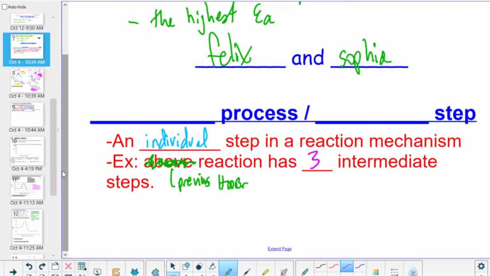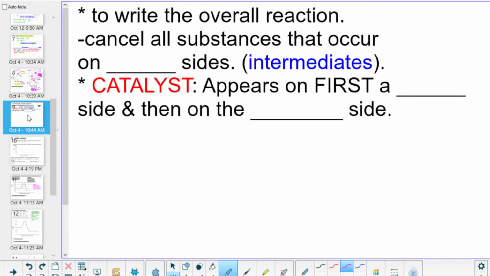Okay, that was more than 5 minutes. Let's continue. So this is just a summary of what we did. You write the overall reaction. We cancel all the substances that occur on both sides. These are the intermediates. This is just a summary page, so you have it in your notes. Catalyst appears first on which side? Reactant side. And then on the product side.